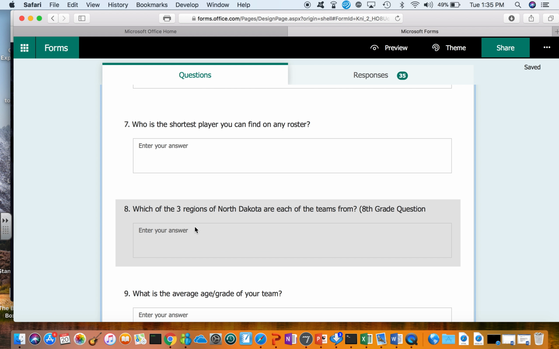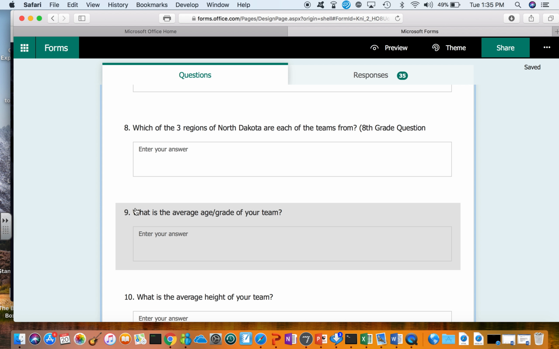Which of the 3 regions? 8th grade question. So for my 8th graders, which 3 regions do each of the teams come from? You've got to take all 8 teams, look at where they're located on the map, compare it to the 3 regions of North Dakota, and write that down. So you write the name of your team, and then you put what region it came from. Again, this is your team to win the state tournament that you picked.